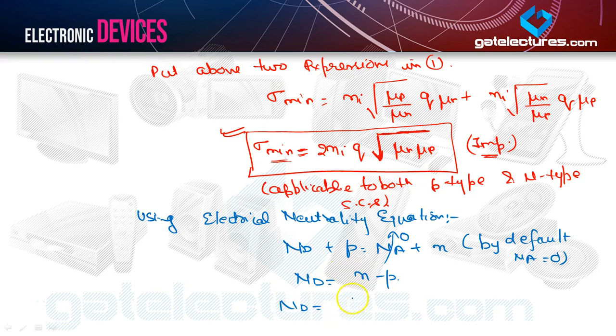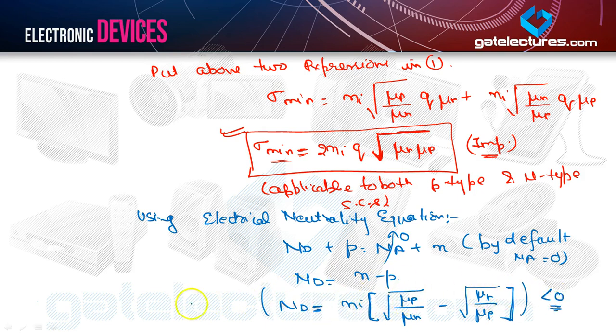So Nd comes out to be Ni times the square root of mu p by mu n minus the square root of mu n by mu p. But wait, this is the expression that we will get at the end for Nd. But you must be thinking that since the mobility of the holes is less than the mobility of electrons, the value of Nd will be negative. Alas, how is this possible?